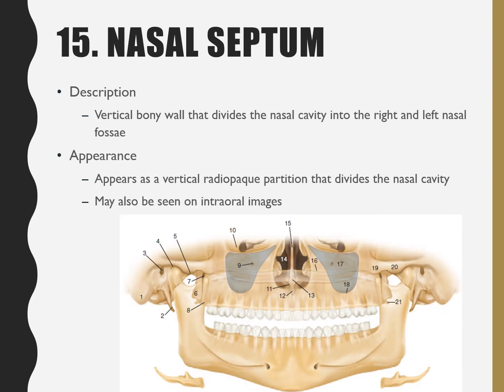The nasal septum. Number 15, you can see the little line pointing down to this little wall or partition right here, right in the middle of the nasal cavity. It is a vertical bony wall that divides the nasal cavity into right and left nasal fossa. It appears as a vertical radiopaque partition that divides the nasal cavity. It can also be seen on your intraoral images.